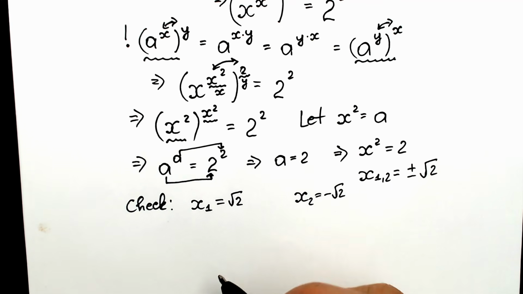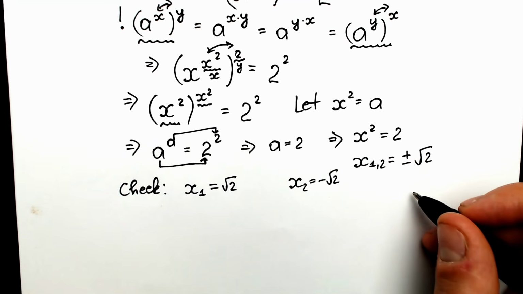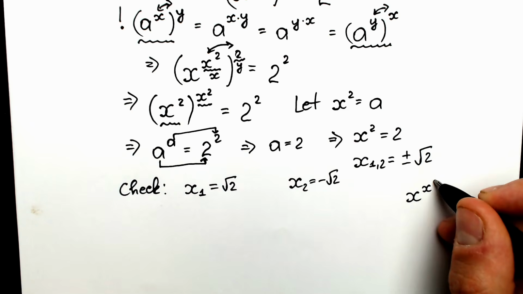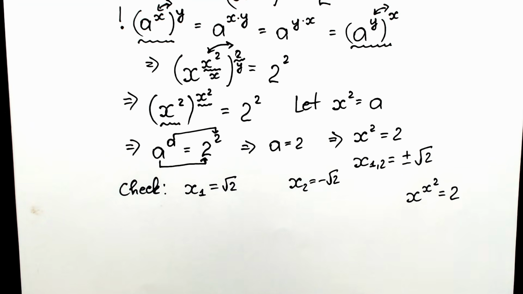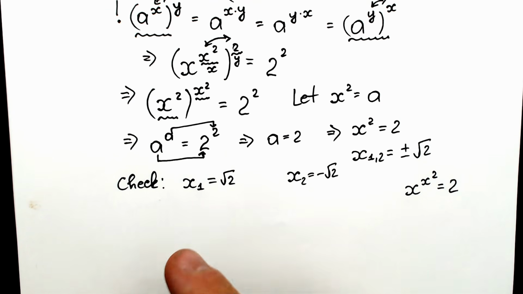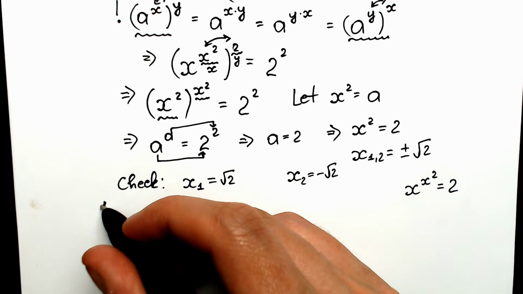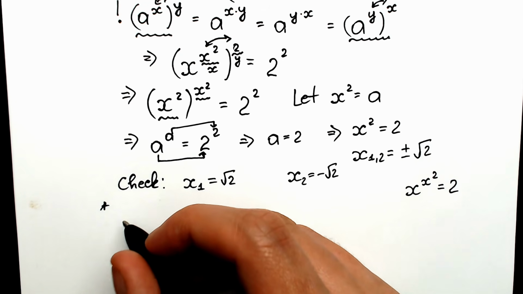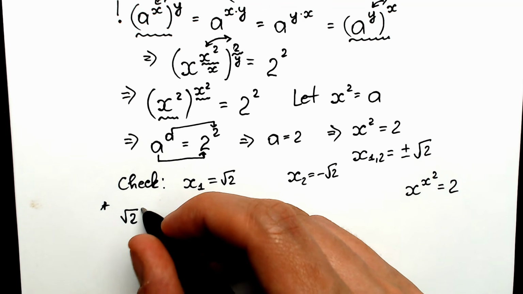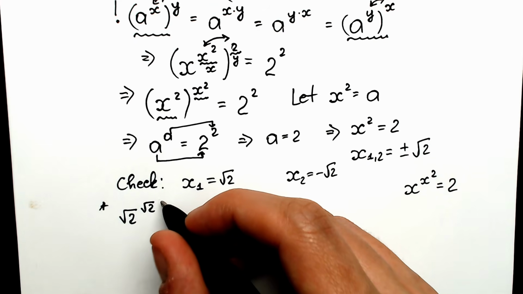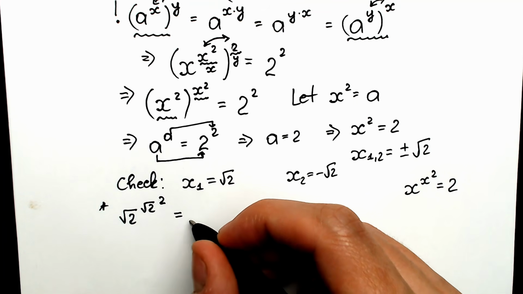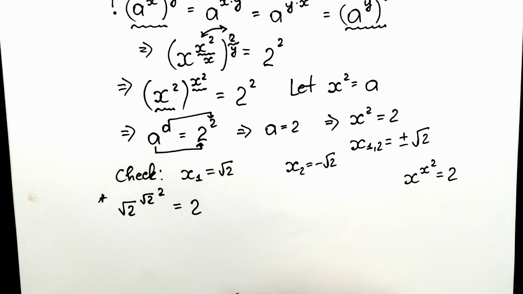So here's our question, x to the power x to the power 2 is equal to 2. So let's check, for example, square root of 2. Let's do it. So we have x to the power x, we have square root of 2 to the power square root of 2 to the power 2 is equal to 2.